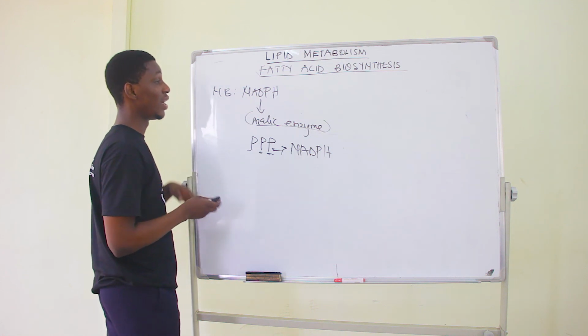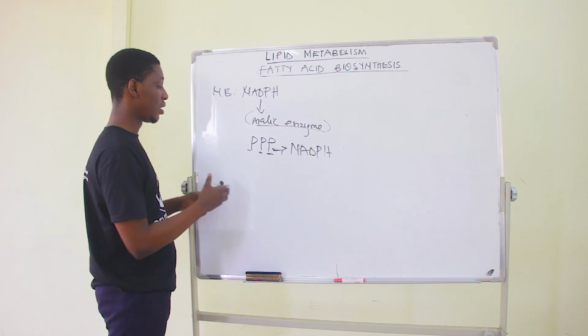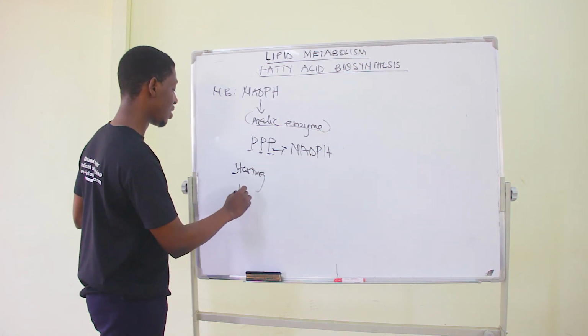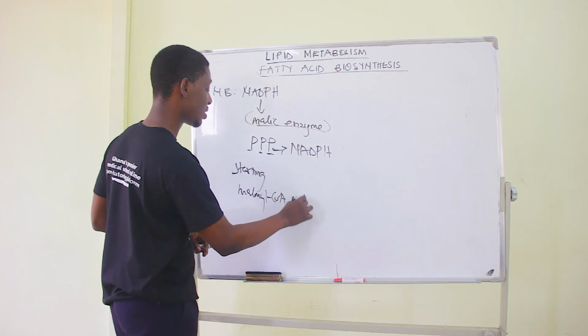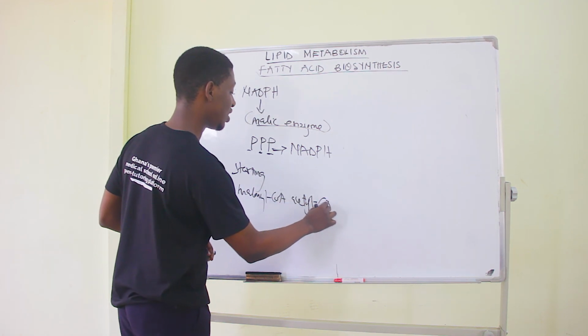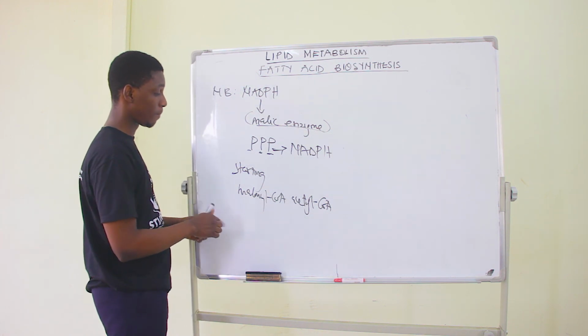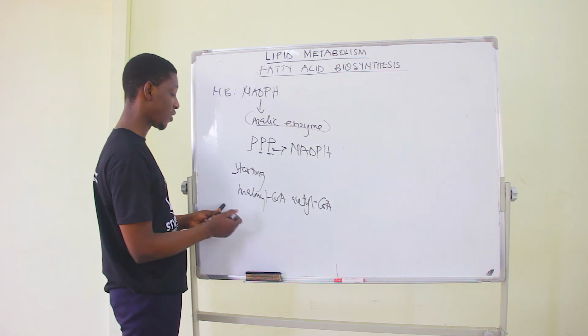So this is how acetyl-CoA enters the cytosol, and this is how we form the starting molecules, right? So malonyl-CoA and then acetyl-CoA at this point will now initiate the process. Okay. So that's it. We'll look at the synthesis in the next video. Thank you very much.